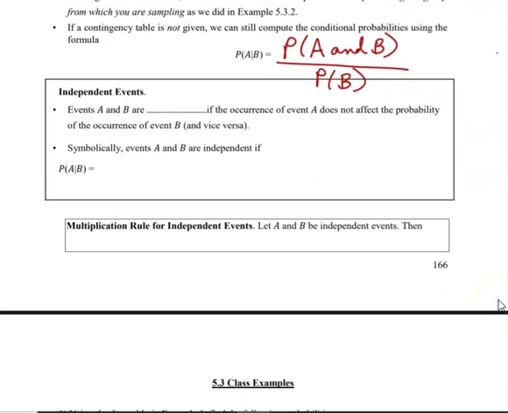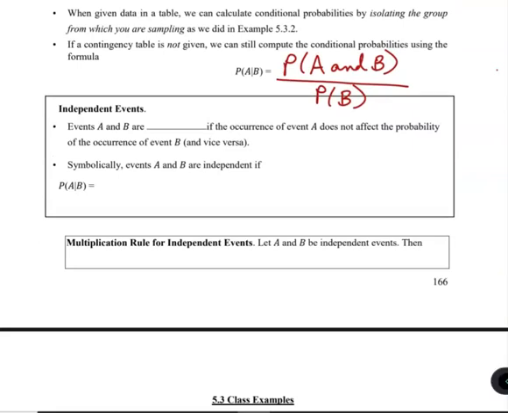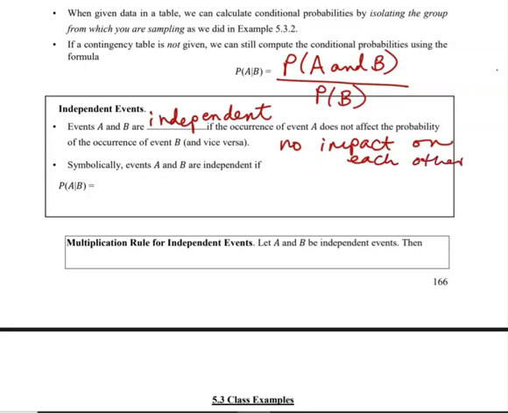Last thing I want to touch on is independent events. That's related directly to conditional probability, and we'll talk a little bit more about that in class as well. Two events, A and B, are independent basically if they don't have any impact on each other, if they don't affect each other. So if the occurrence of event A does not affect the probability for the occurrence of event B, they have no impact on each other, they're independent. This is not the same as mutually exclusive. With mutually exclusive, that meant that they could not occur at the same time. Independent events can occur at the same time, but they don't impact each other.